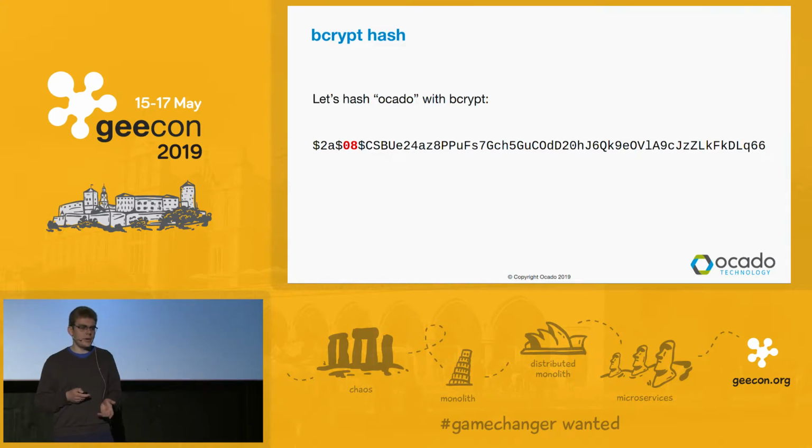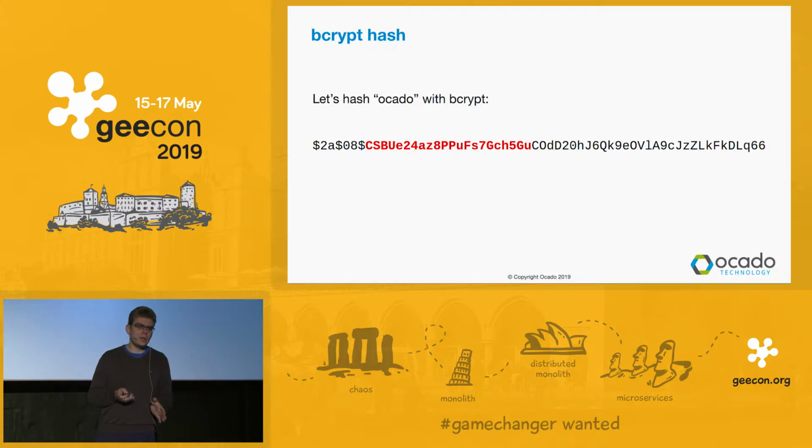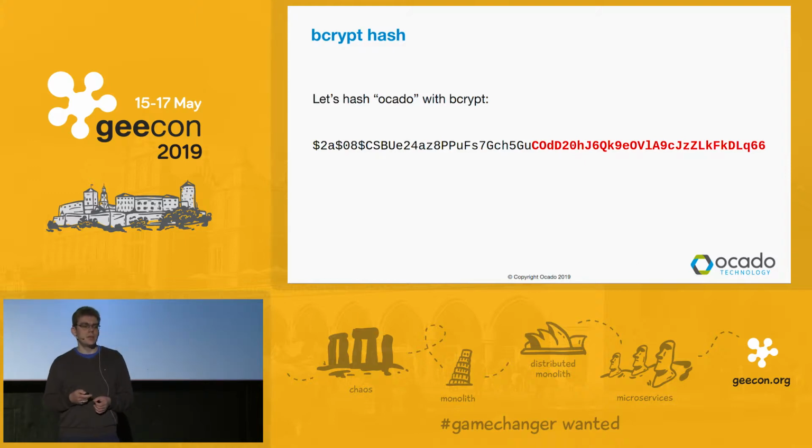Next, you have a separator, and you have a 22-character salt encoded in the hash. This would be easy if it was base 64, but it's radix 64, which is a slight modification of base 64. Again, you can read into it just for your information. And the last part is actually the resulting hash, also encoded in radix 64.